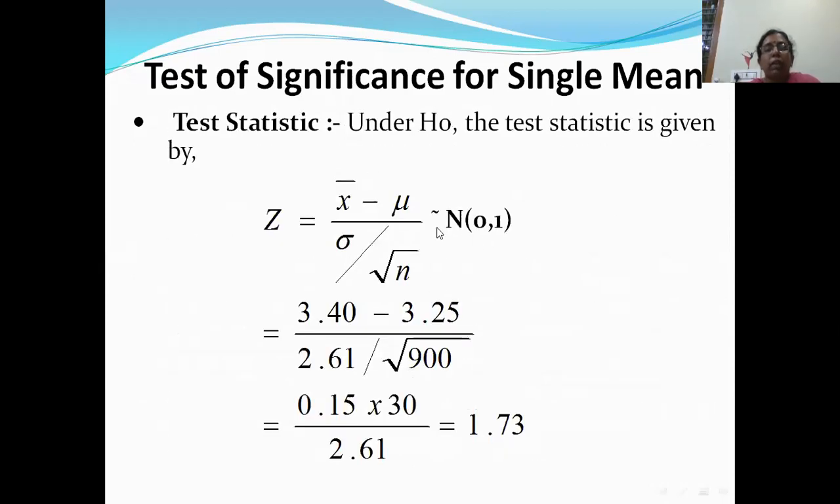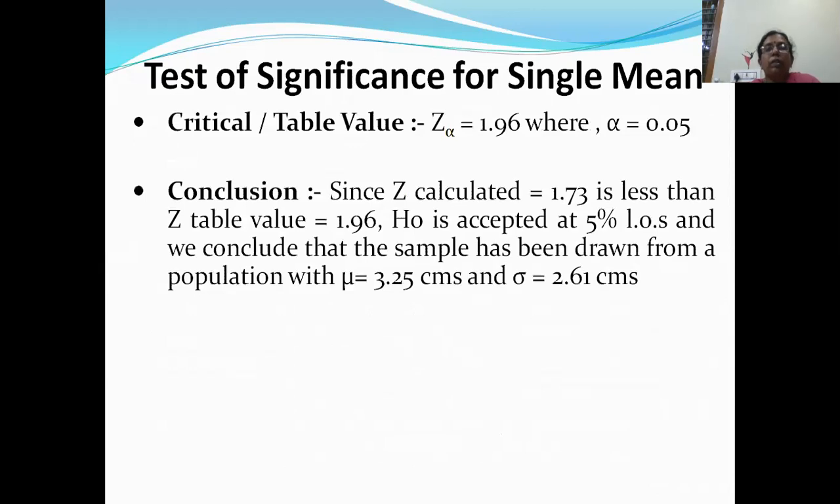So here we have calculated the Z value 1.73. Now we should compare this with the table value, the critical value. Since it is a two-tailed problem, Z alpha will be equal to 1.96. That is, the table value is 1.96. Why 1.96? Because alpha is 5%. It is mentioned in the problem that you have to test at 5%. If it is not mentioned also, generally we take alpha as 5%.